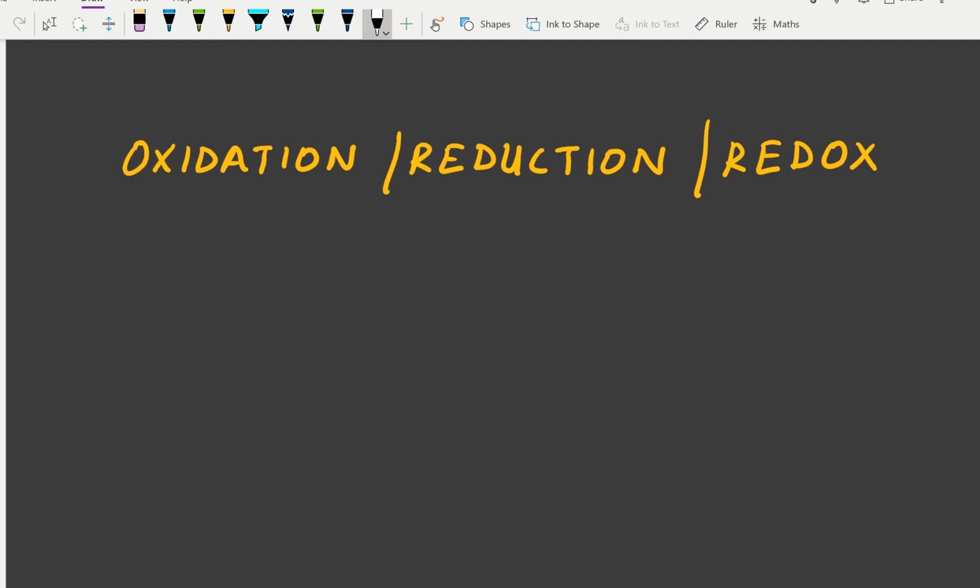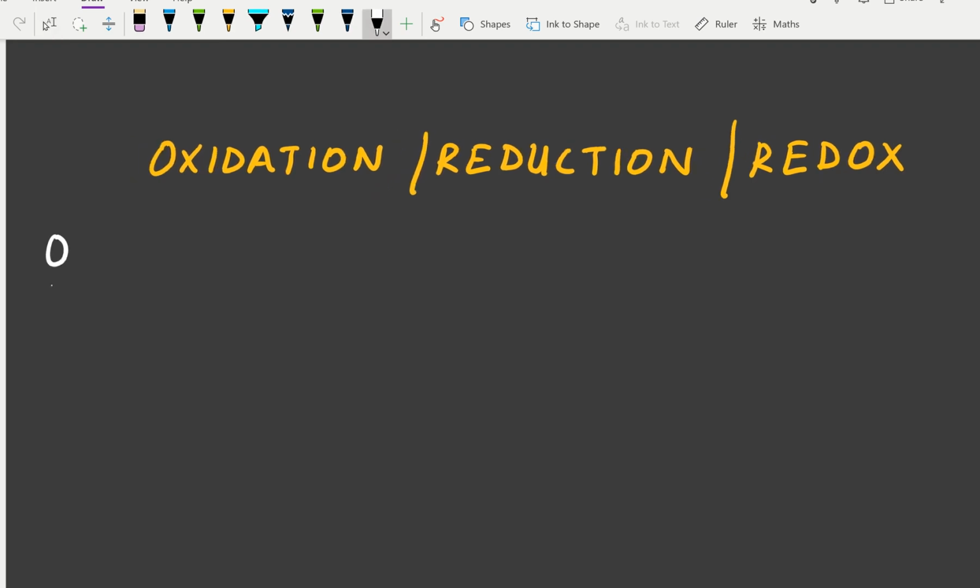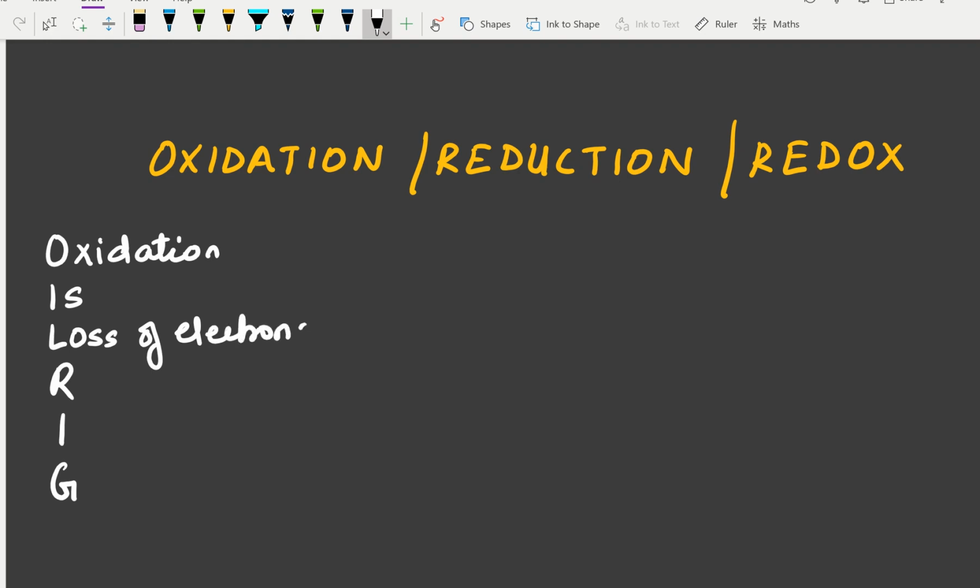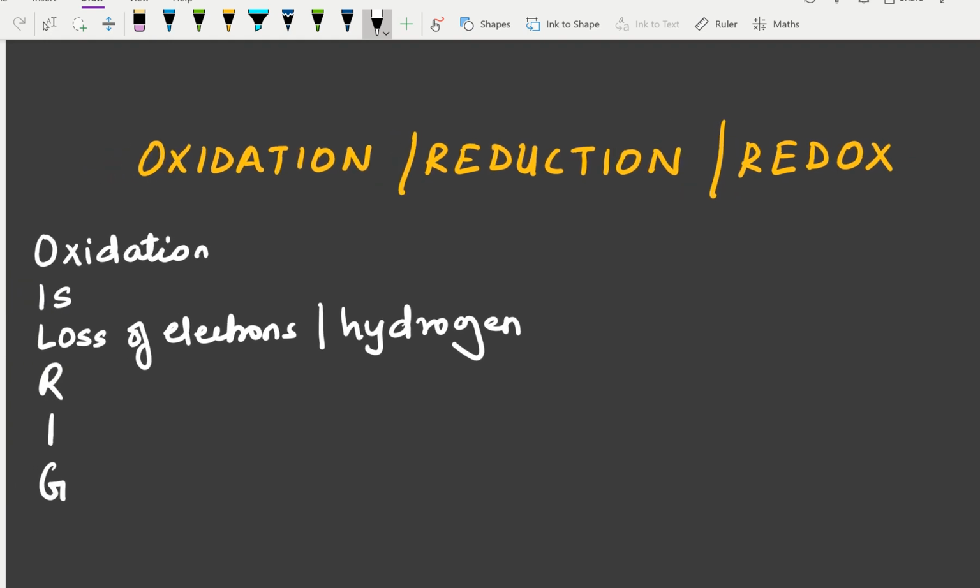So first is the OIL RIG. Obviously, you must be aware of the word OIL RIG if your teachers have taught you. Else, if it is new, you can pay attention. So O stands for oxidation. Oxidation is loss. And loss of what? Loss of electrons or loss of hydrogen. So you can define oxidation as loss of electrons or loss of hydrogen.